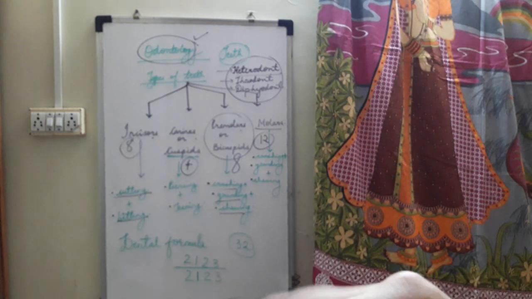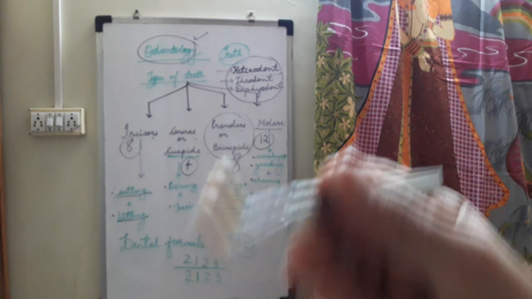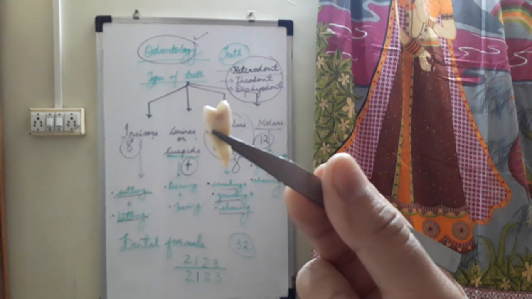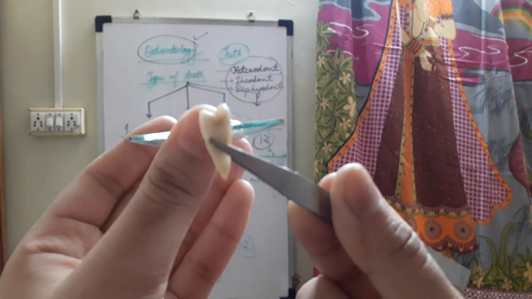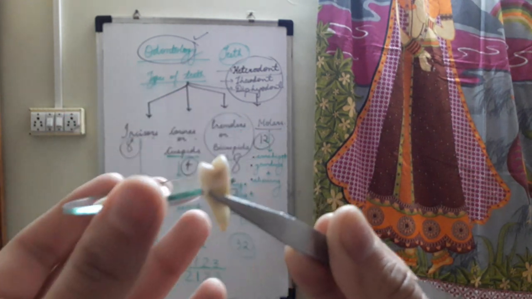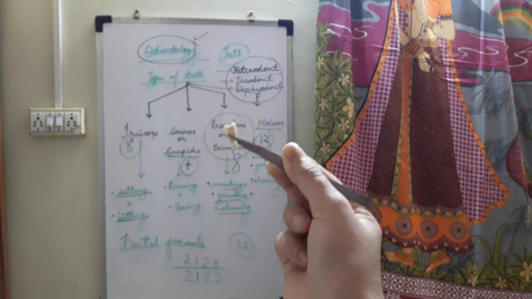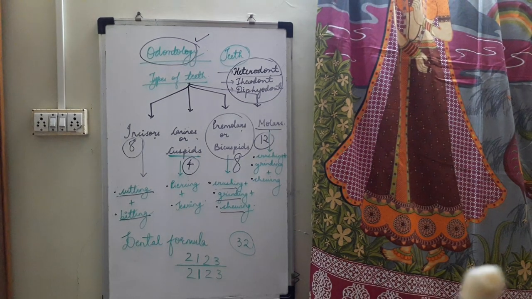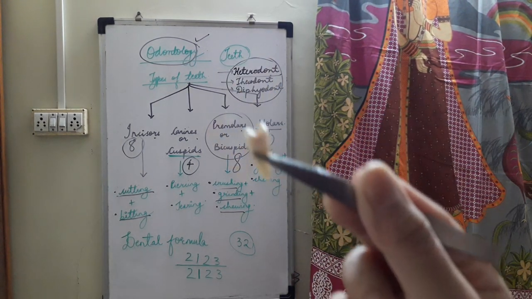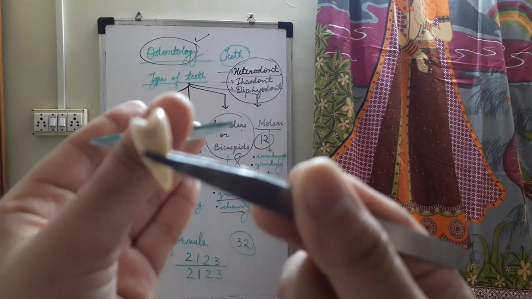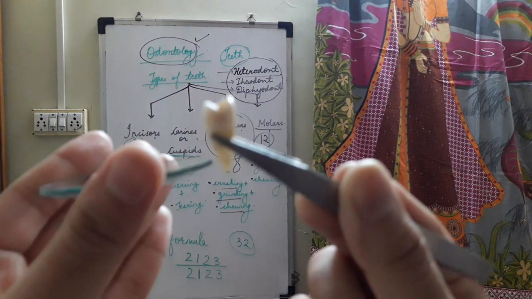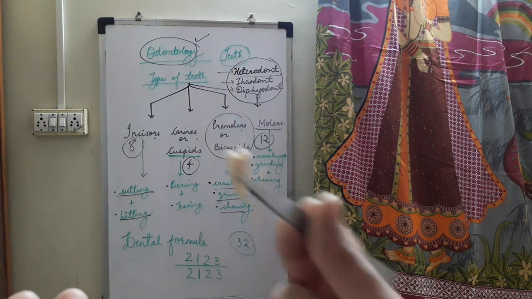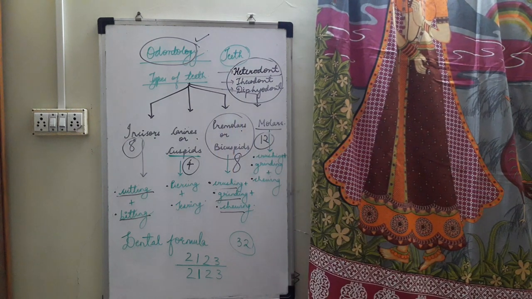So let us take this. This is a tooth. It has only one root, but can you see that it is having two points. So this is a premolar. I taught you that a premolar is a bicuspid. You can see this clearly here. If you want, I will keep my hand. See, it is having two points and one root. So this is a premolar, a bicuspid.